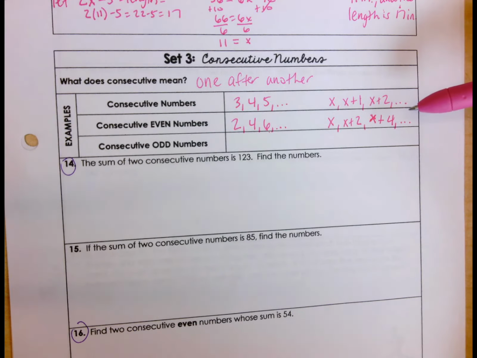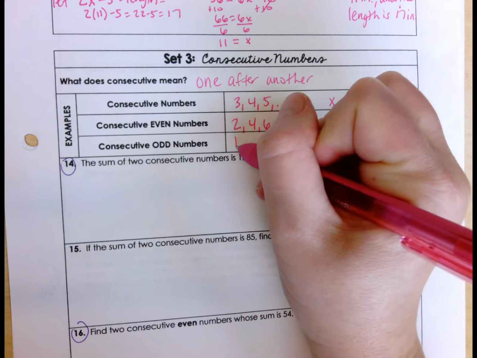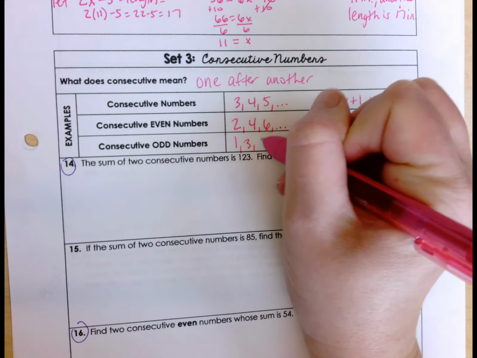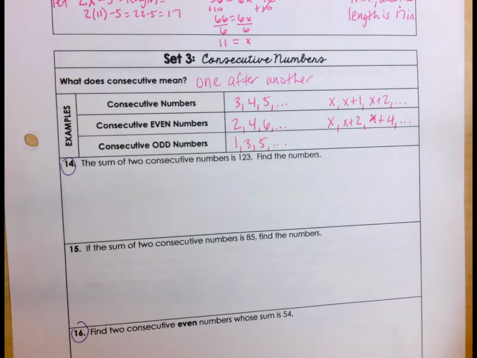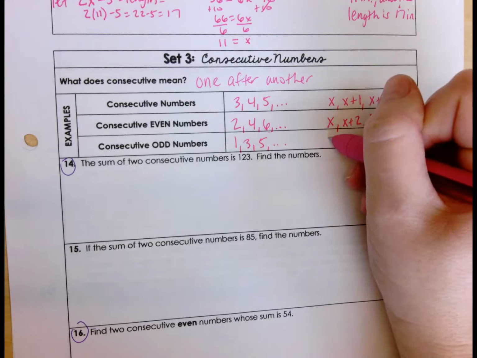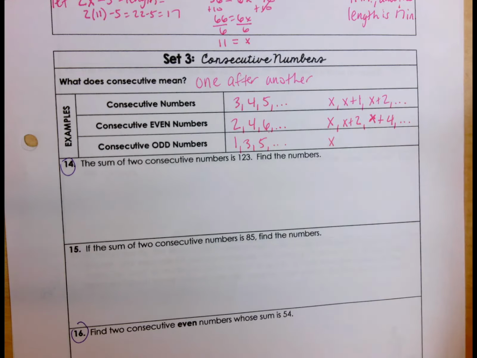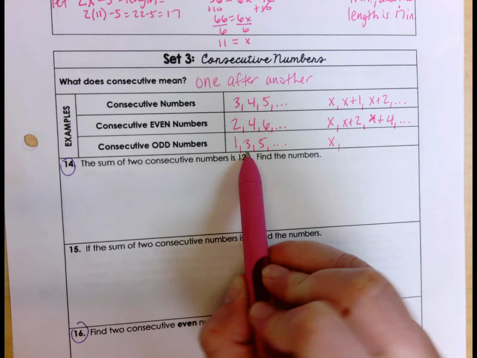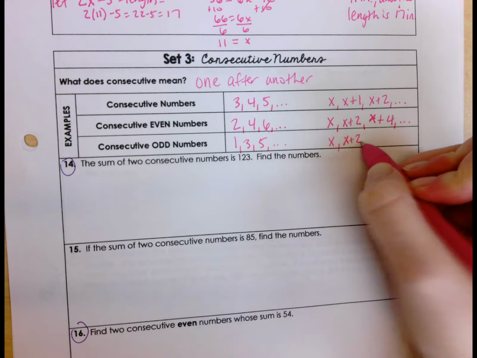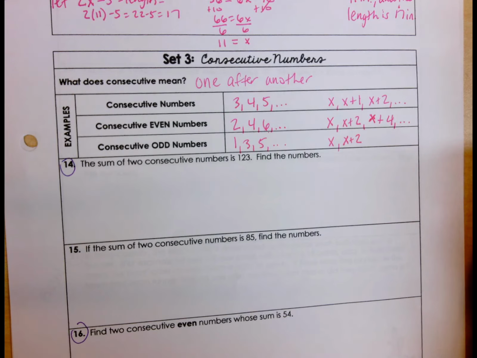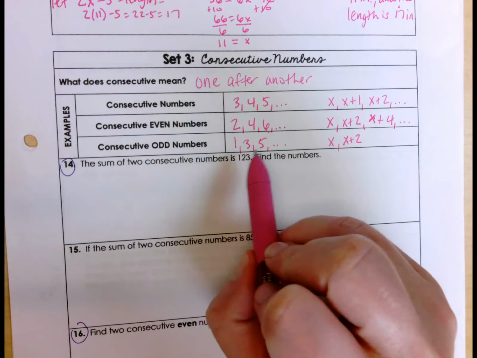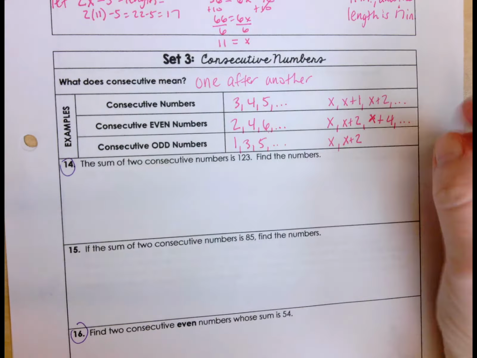If we're talking about consecutive odd numbers, these are numbers like 1, 3, 5, and so on. If we don't know what the first number is, we just call it x. If we don't know what the second number is, to get from 1 to 3, we still had to add 2. We're still skip counting by 2, so don't get confused just because we switched from evens to odds. You're still increasing by 2 here.